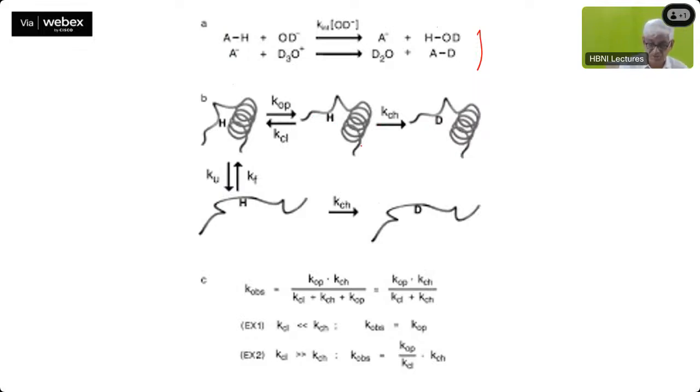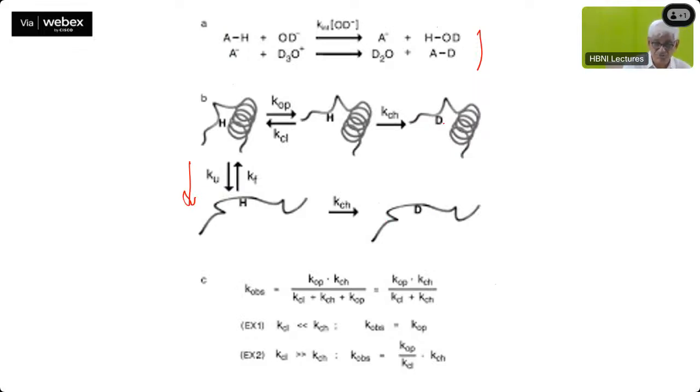It goes up. This is not reversible. Once it goes, it does not come here. With the deuterium it exchanges, you get the deuterium here. This is the local unfolding mechanism. This is the local unfolding here, happens only in this area. There is another thing which is called the global unfolding mechanism. The protein actually unfolds completely to this, and then the exchange happens, KCH, to get a deuterium here.